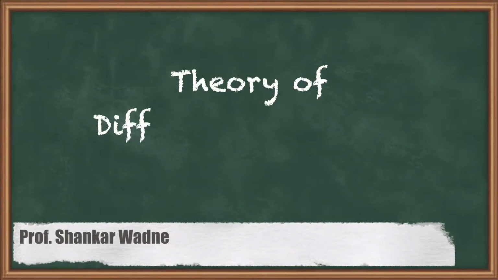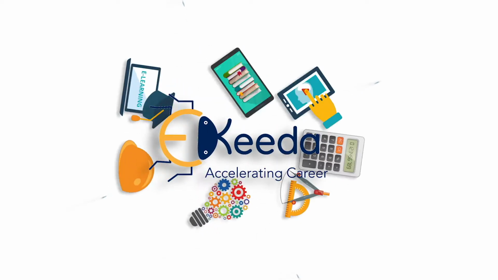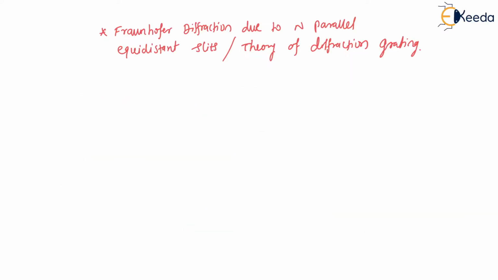Hello, my dear friends. In this lecture, we are going to study Fraunhofer diffraction due to n number of parallel equidistant slits. In the last session, we have seen the Fraunhofer diffraction for double slit. Now, we will focus on Fraunhofer diffraction due to n number of parallel equidistant slits.